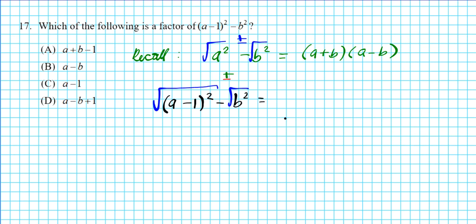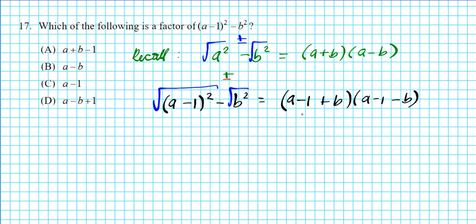So we're going to have, what do we have here? We'll have the square root of a minus 1 squared. The square root and the square cancels out, right? So we have a minus 1 plus b, okay, times a minus 1 again minus b.